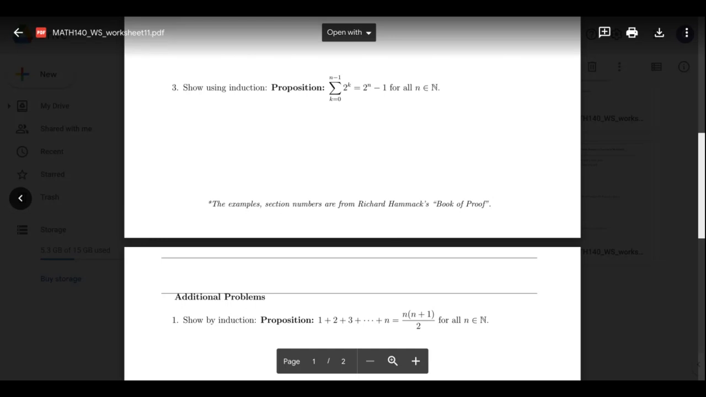Then he said assume P of n. What's P of n? P of n is 2 raised to 0 plus 2 raised to 1 plus 2 raised to n minus 1. You're missing something, Moises. P of n is a statement equal to, so you're missing the right-hand side. What's on the right-hand side? The right-hand side should be 2 raised to n, minus 1, right?